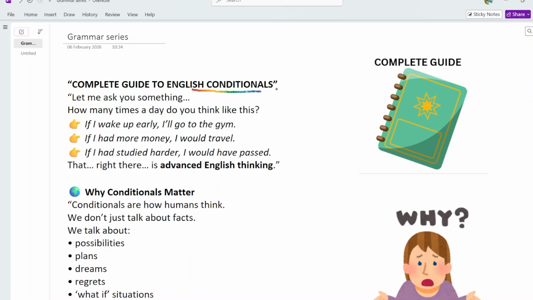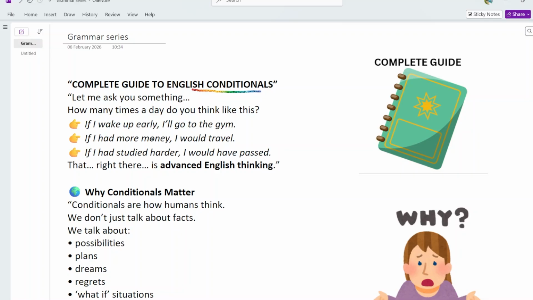Okay? So a quick question. How many decisions did you already imagine today? If I leave now, I'll reach on time. It can be someone's thought, right? Someone else can think, if I had more time, I would start exercising. There would be another person at the other end of the world. He or she might think that if I had studied properly, things would be different, right? You see that? You are already thinking in conditionals. You just don't know the name of this particular topic.